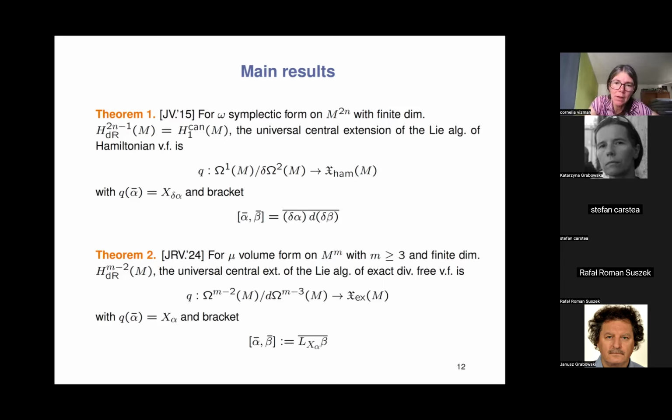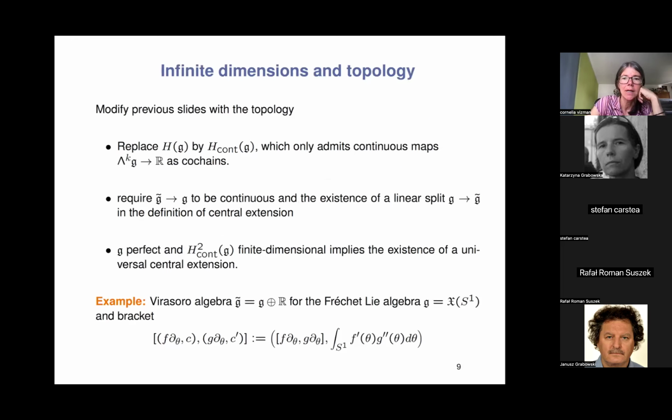So only from 3. We need enough space, at least 3 dimensions, to be able to work in the volume case. And we require the finite dimensionality of what will be the second Lie algebra cohomology group, which we encountered before. Maybe I will recall it here: if G is perfect and H2 is finite dimensional, then it implies that we have a universal central extension.